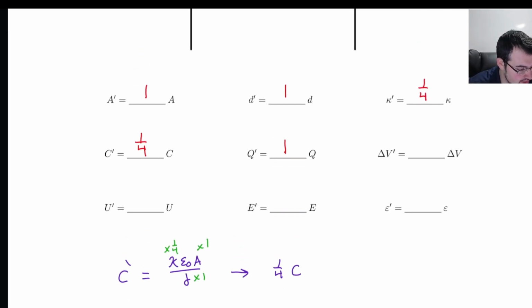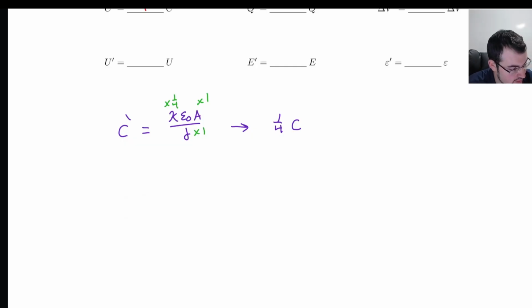And now what is delta V? Well, use your favorite flavor of Q equals CV for this, because we know the other two. So we can say that delta V is Q over C. And we said the Q stayed the same, but the capacitance got quartered. So I'm dividing by a quarter, which means my new delta V is actually 4 times the original.